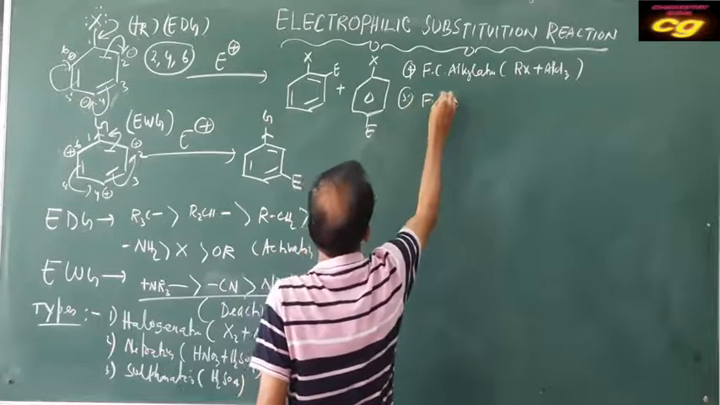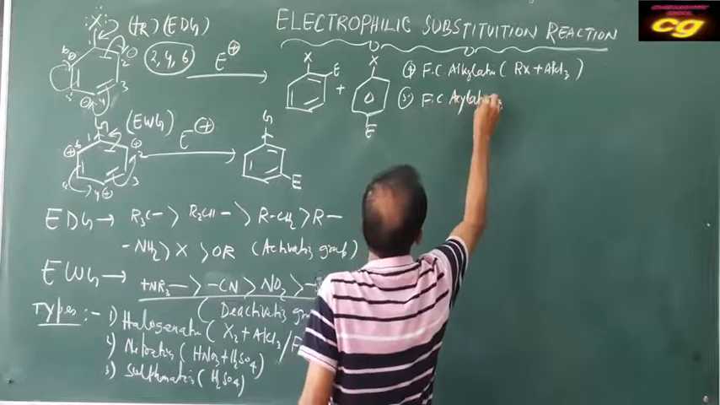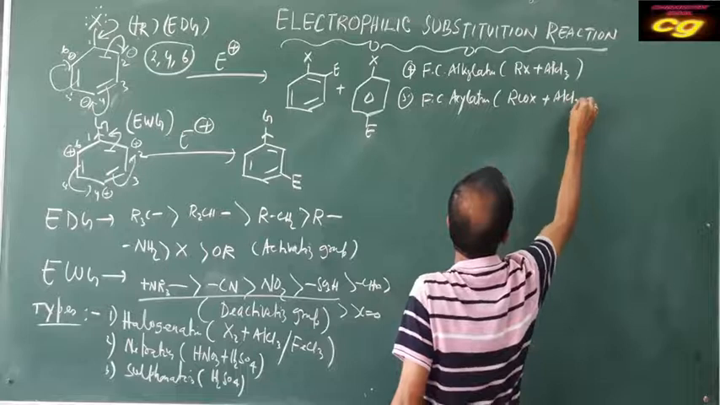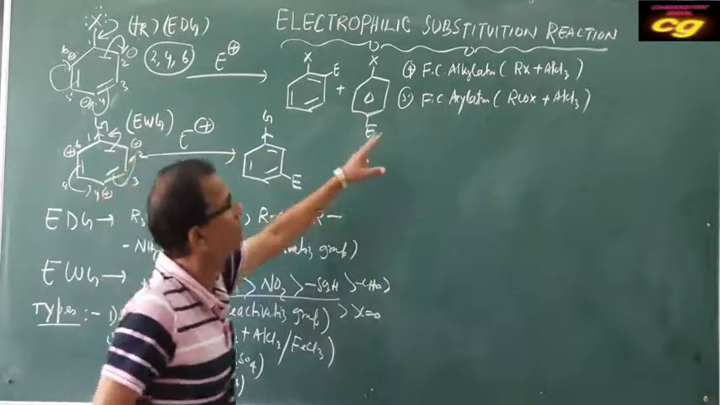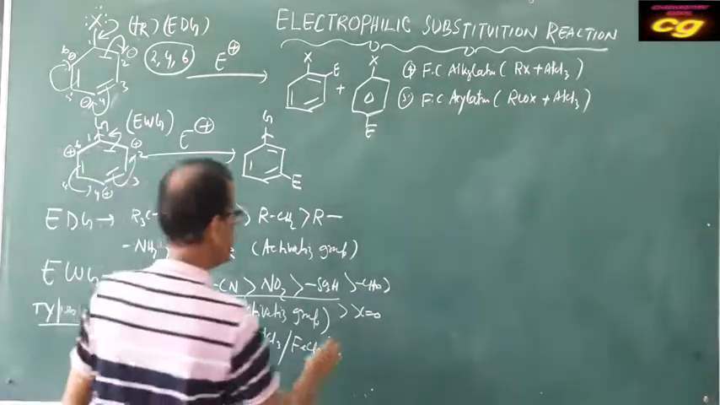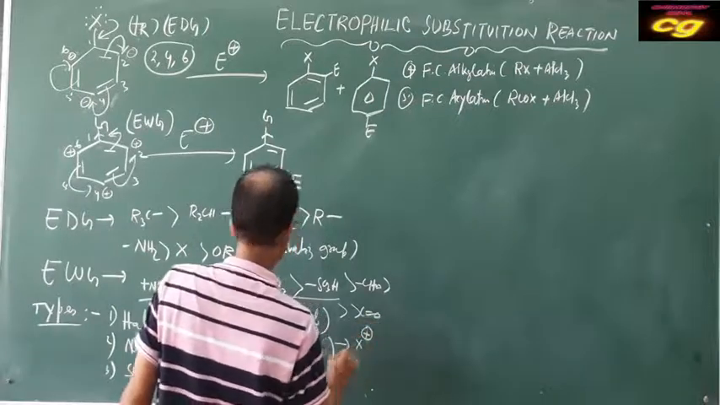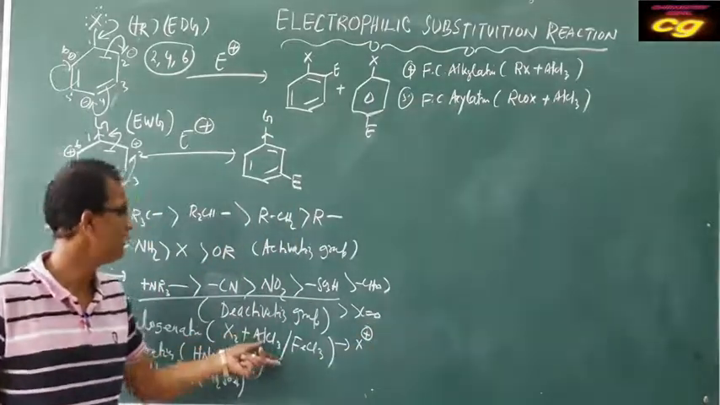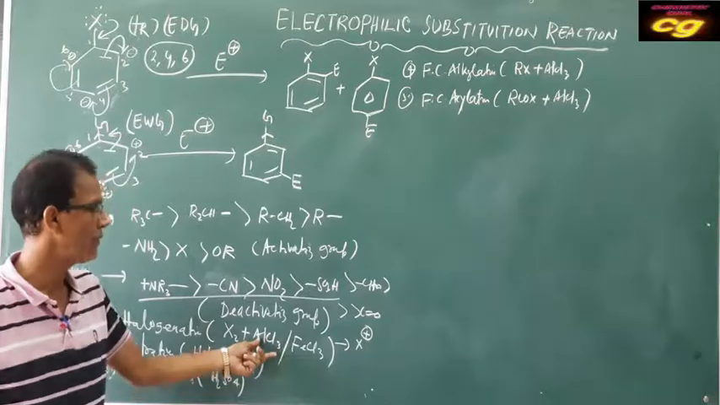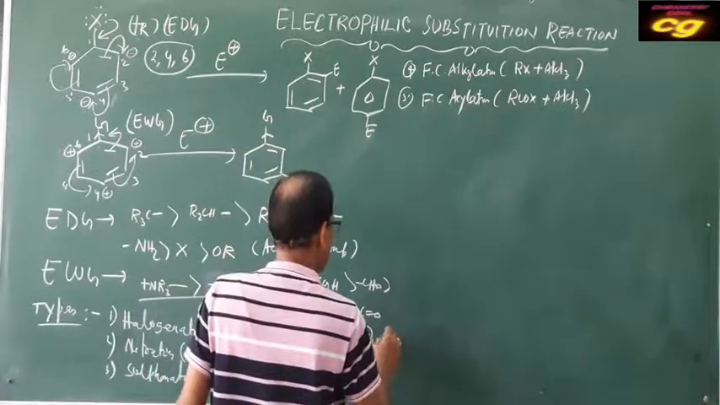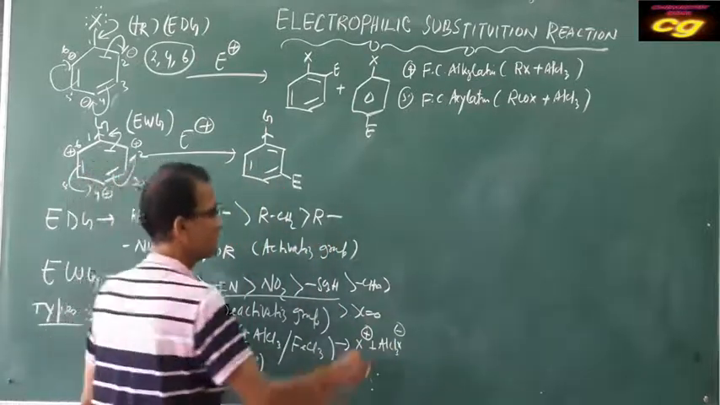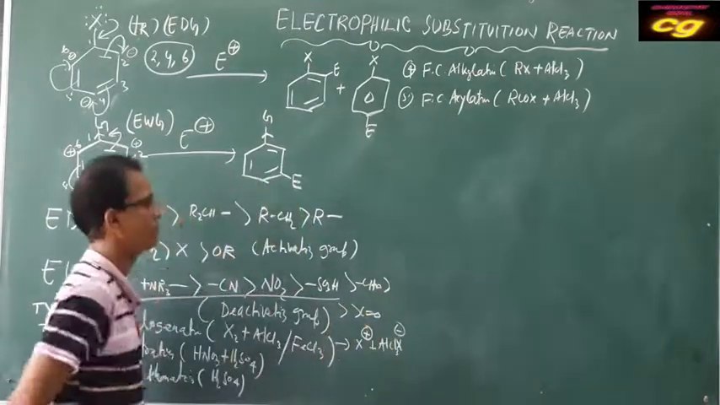Then Friedel-Crafts acylation, this is also RCOX plus aluminum chloride. So here, what are the electrophiles? Here we discuss one by one. Here the electrophile will be X plus. When X2 is added with AlCl3, then AlCl3, as it is electron deficient, accepts X minus, forming X plus and AlCl3X minus. If it is X means halogen, then the product will be X plus electrophile.